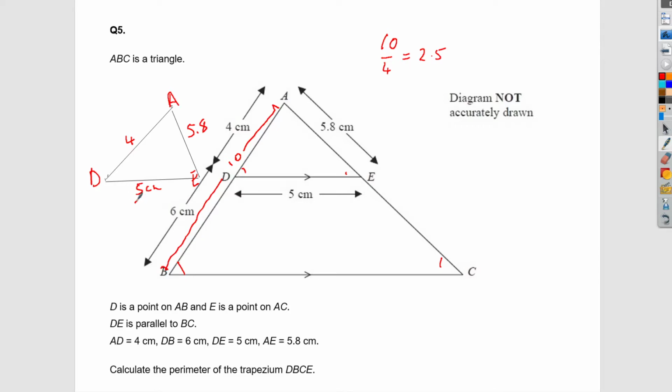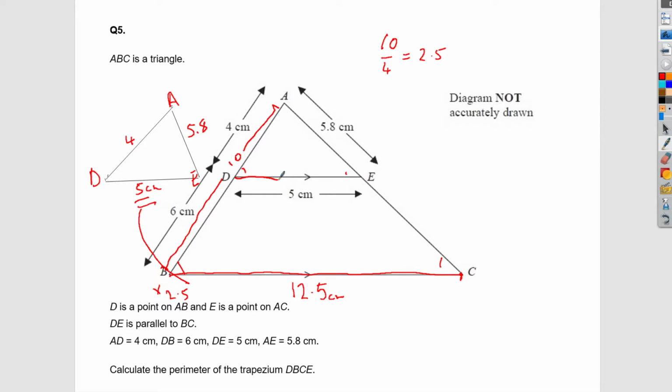Similarly, if I multiply 5 by 2.5, double 5 is 10, half of 5 is 2.5, and 2.5 plus 10 gives me 12.5. So that's going to give me 12.5 centimeters going from B all the way along to C. So I've got DB, which is 6, and I've got this, which is 12.5.